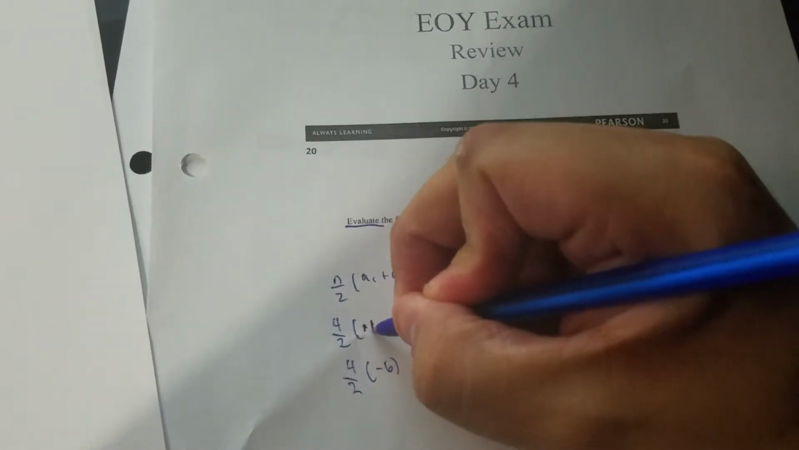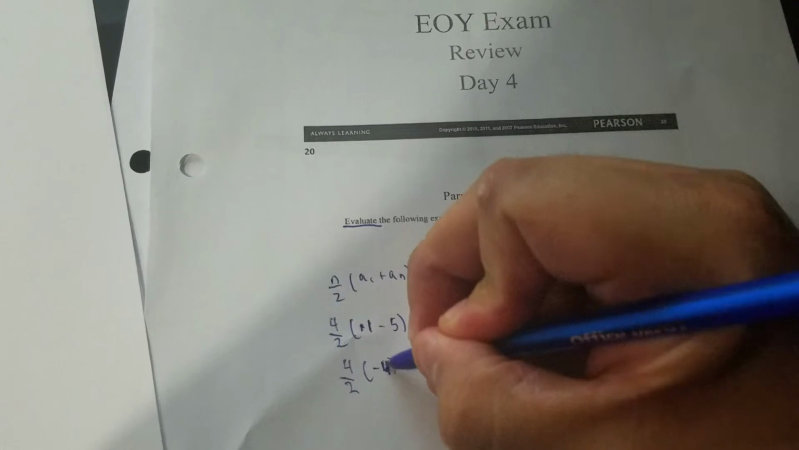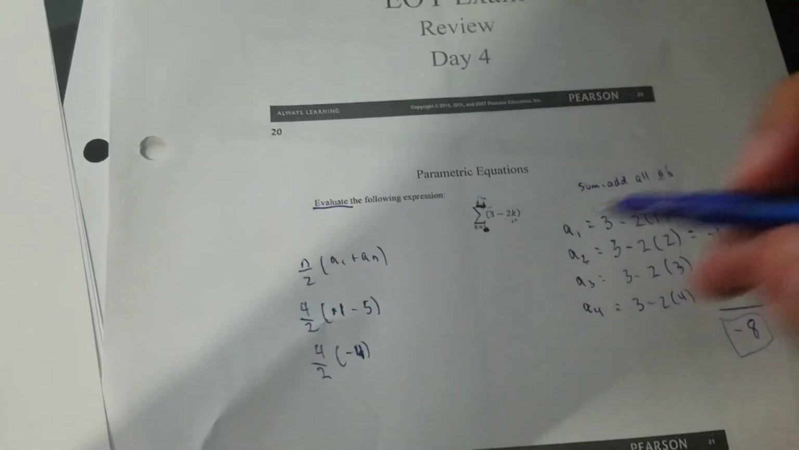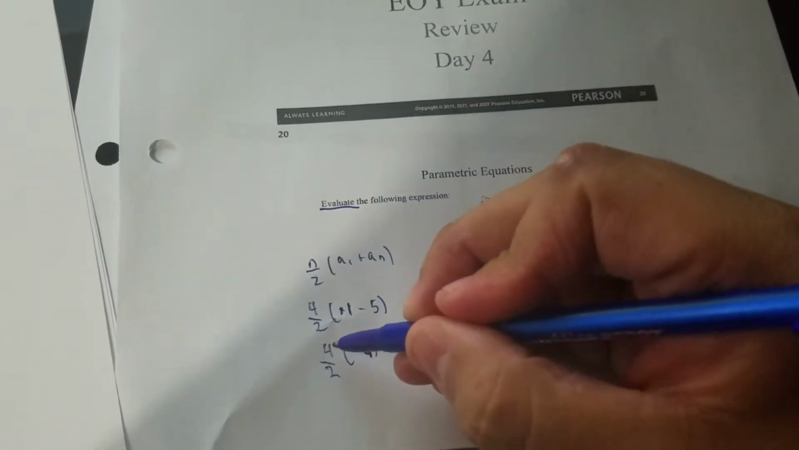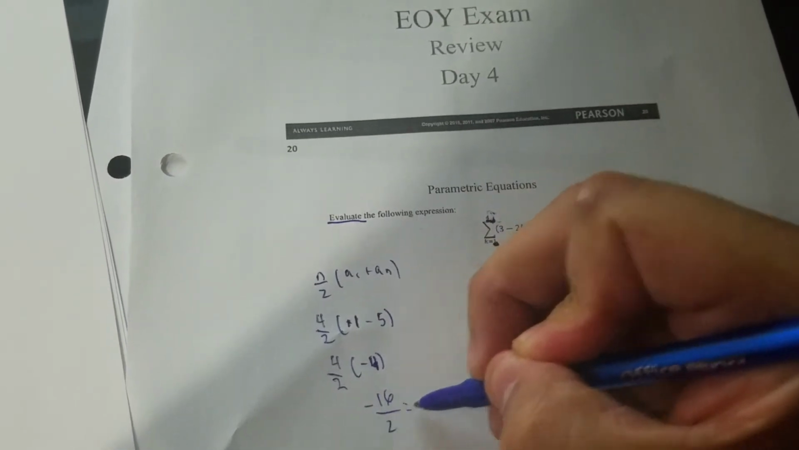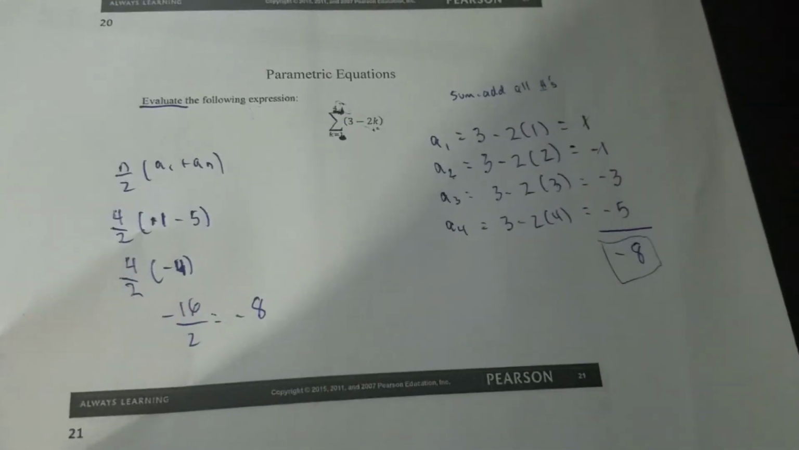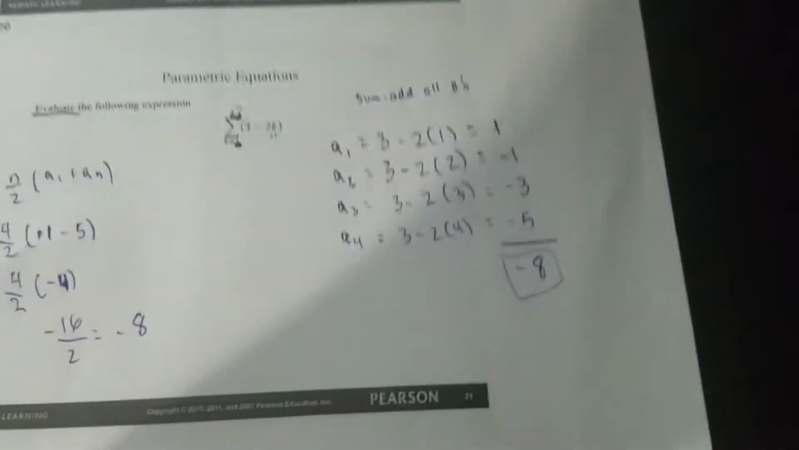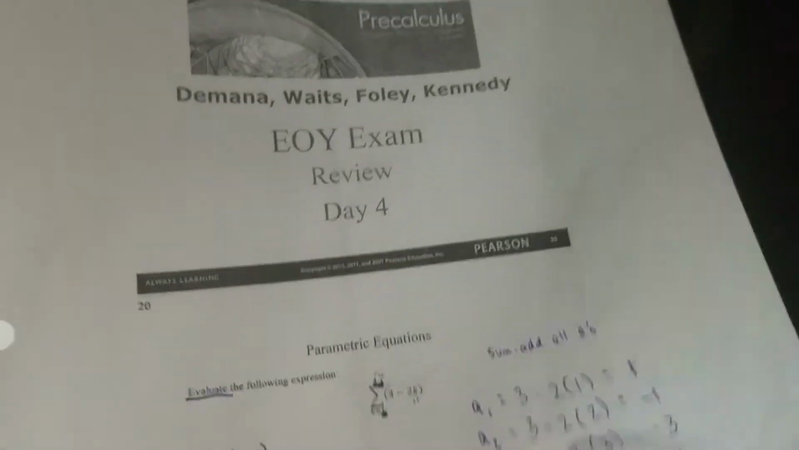Excuse me. Oh, this is a positive 1. So this would be a 4, sorry. So 4 times negative 4 is negative 16 over 2, which is negative 8. So I ended up with the same answer. 2 ways of finding it. I think this is the easier one, so go with this one. Okay. All right.